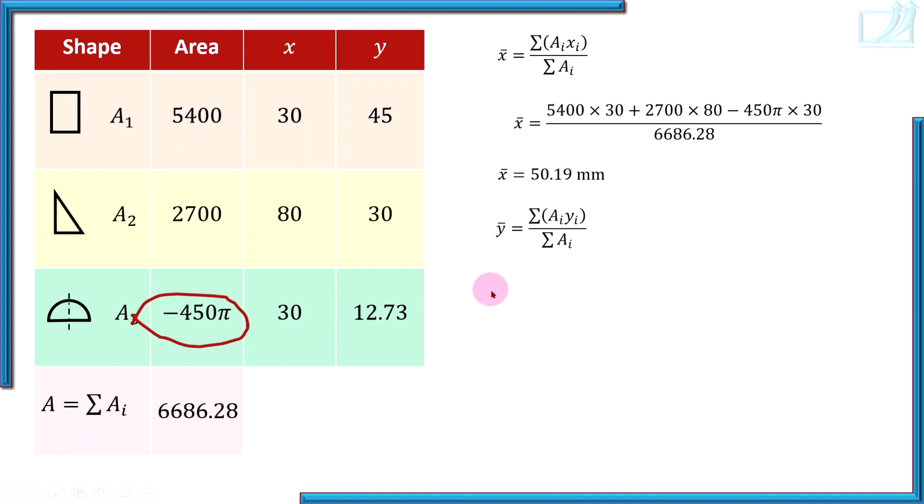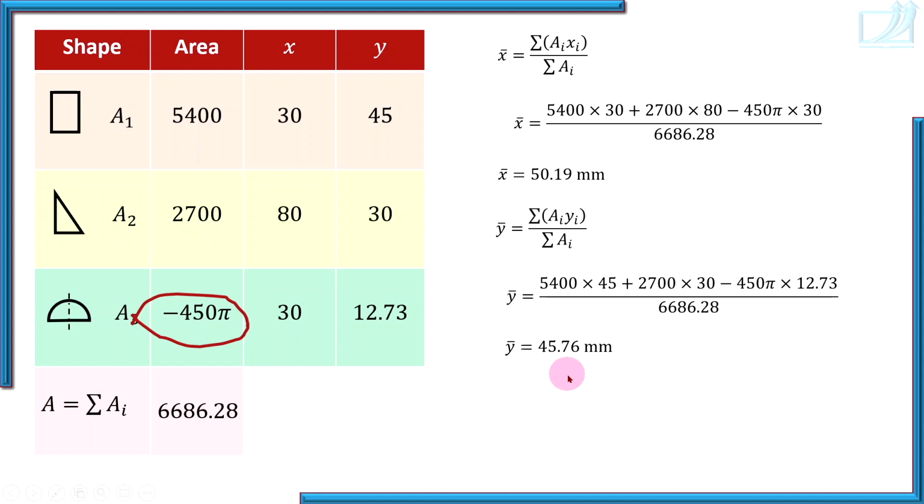Okay, let's find y bar. Y bar is summation ai yi divided by summation ai. Therefore y bar is equal to A1 5400, y1 45, A2 2700 into 30, A3 is minus 450 pi into 12.73. So A1 x1 plus A2 x2 plus A3 x3, and A3 is minus 450 pi. That's why this negative sign here. Divided by total area 6686.28, and get the answer.